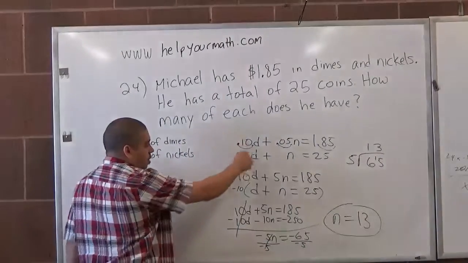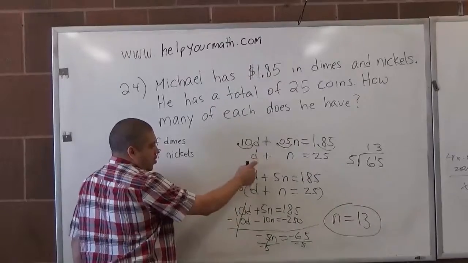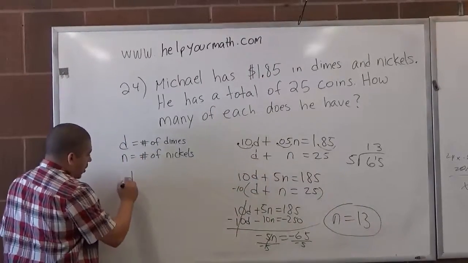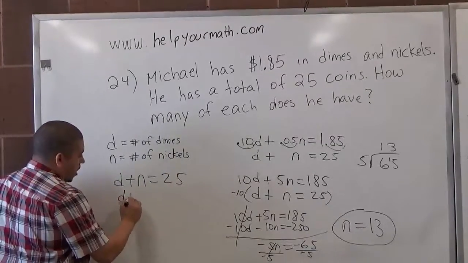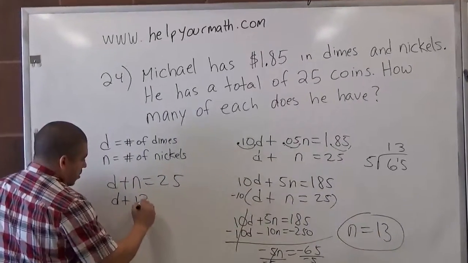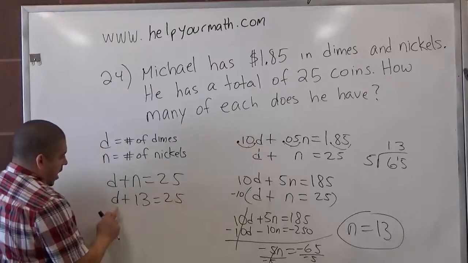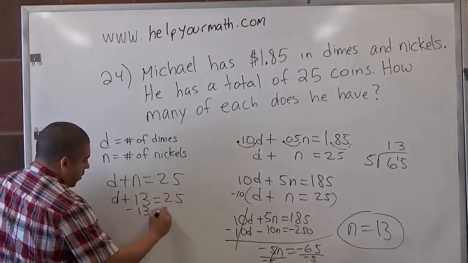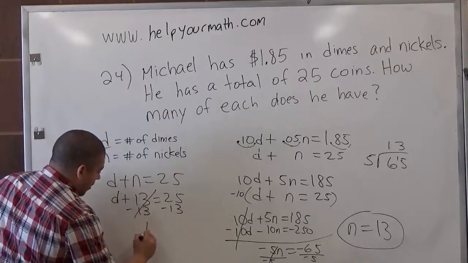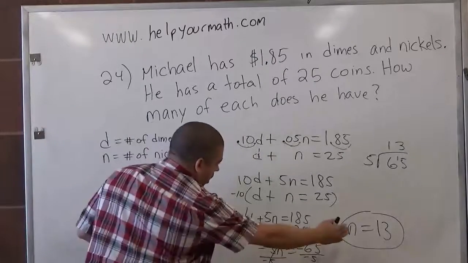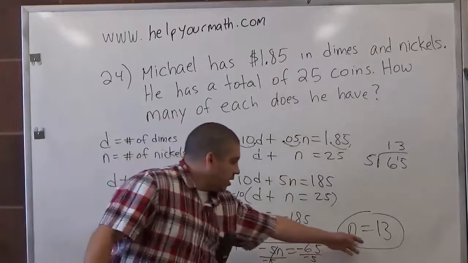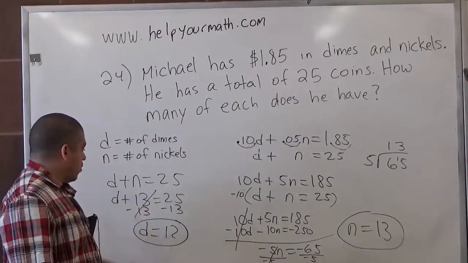So we can reuse one of these equations to get D. I'm going to reuse this one. The equation was D plus N equals 25. So D plus 13 equals 25. And now I want to get D, so I'm just going to subtract 13 from both sides. So I have D equals 12. So now I have 13 nickels and 12 dimes.